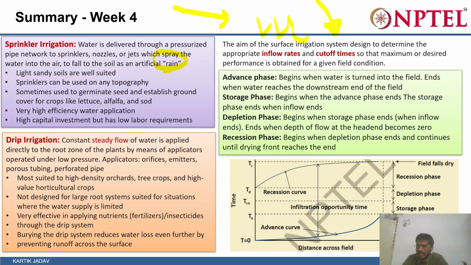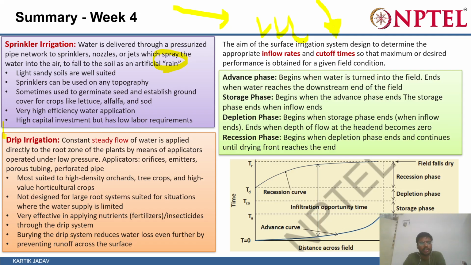In this case, since it is a pressurized irrigation system, your water application amount is much lower than the surface irrigation method, and it can be used in any topography. It is sometimes used to germinate seed and establish ground crops like lettuce, alfalfa, and so on. They have a very high efficiency compared to other surface irrigation methods.